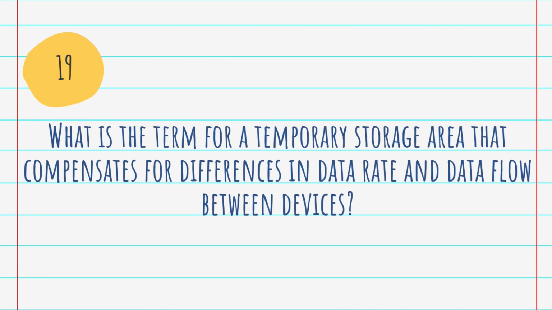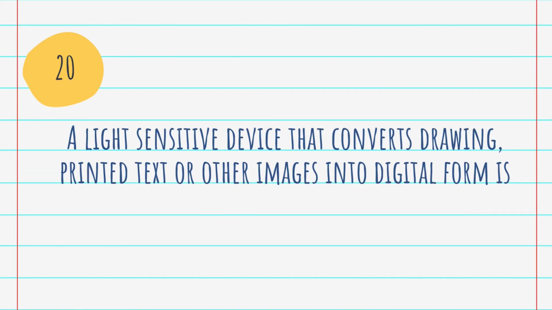Question number 19. What is the term for a temporary storage area that compensates for differences in data rate and data flow between devices? Answer is buffer. Basically, buffer is a region of physical memory storage used to temporarily store data while it is being moved from one place to another.